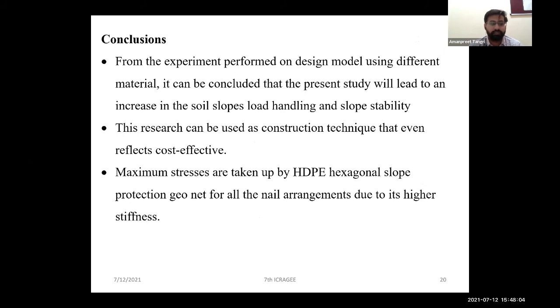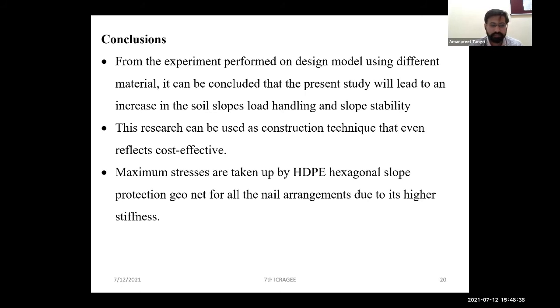So, various conclusions which can be drawn from this particular part is that the present study which has been done could lead to increased soil slope load handling and slope stability. As for 468, we had seen that they are able to take up the hard stresses. So further, this can be used as a construction technique that can prove even cost effective as compared to a rigid facing.